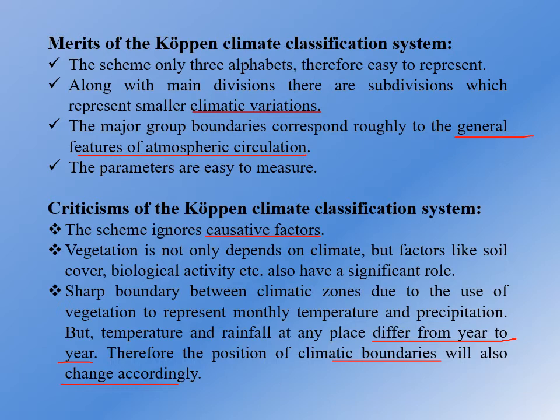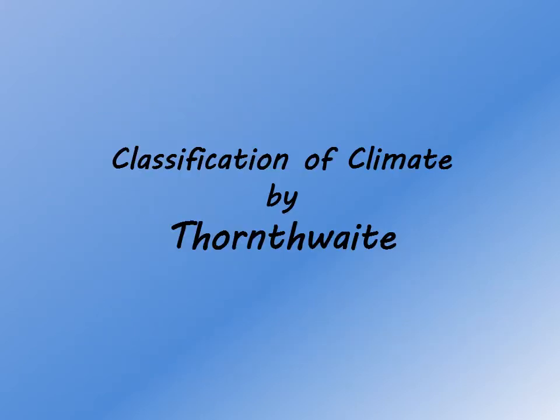So keeping in mind these positive sides and limitations of the Köppen classification system, another American meteorologist and climatologist, C.W. Thornthwaite, introduced another classification scheme of climate in the year 1931, and he mainly applied his classification scheme to North America.